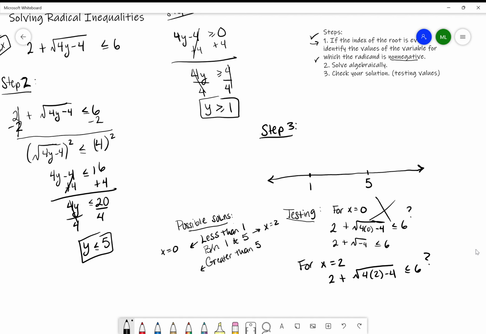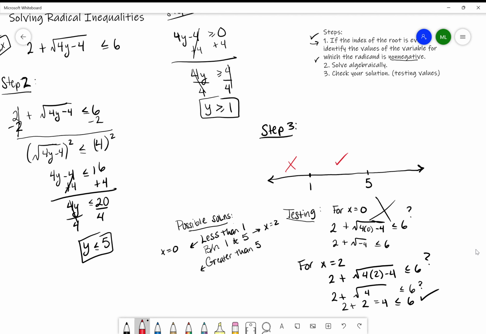Now this is what I'm testing for. So it's 2 plus 8 minus 4, so that's 4. Is that less than or equal to 6? What do we get? We get 2 plus 2, that equals 4, which is indeed less than 6. So this works. So x equals 2 works. And testing one value is more than enough, alright? Less than 1 didn't work, but in between 1 and 5 worked.